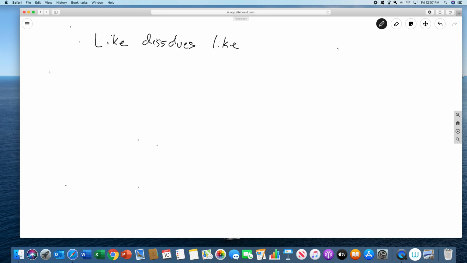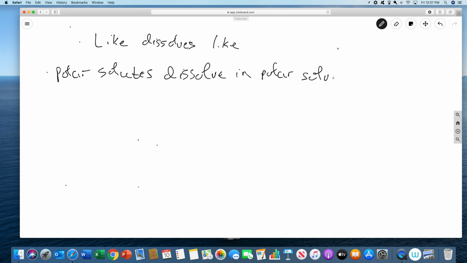And what that means is polar solutes dissolve in polar solvents, and similarly, nonpolar solutes dissolve in nonpolar solvents.